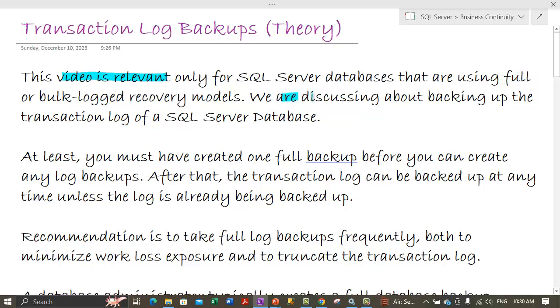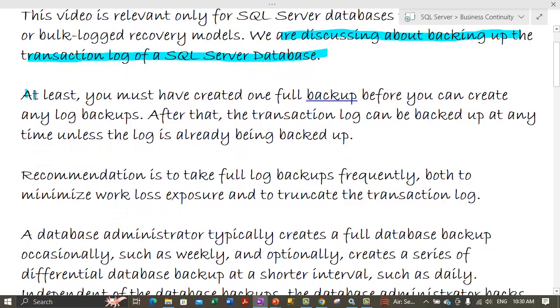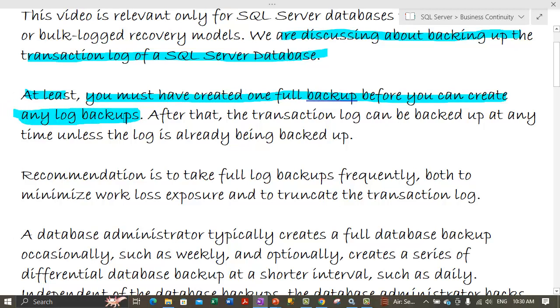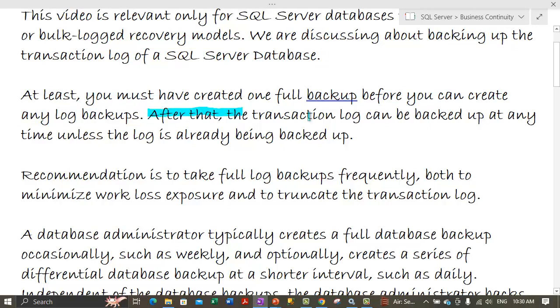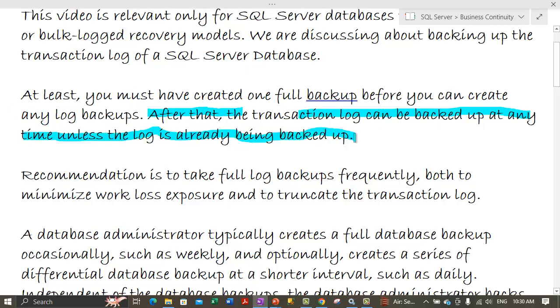Now we are discussing backing up the transaction log of a SQL Server database. At least you must have created one full backup before you can create any log backup. So this is a prerequisite. A full backup of a database should be taken before we create any transaction log backups for that database. And after that, any transaction log backups can be created at any time unless the log has already been backed up.